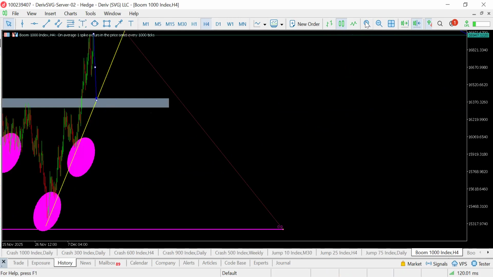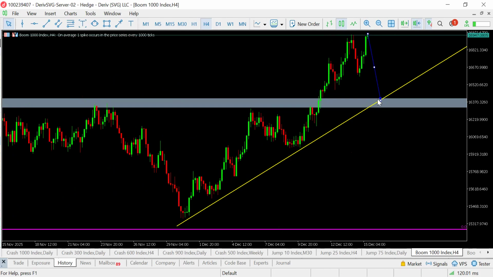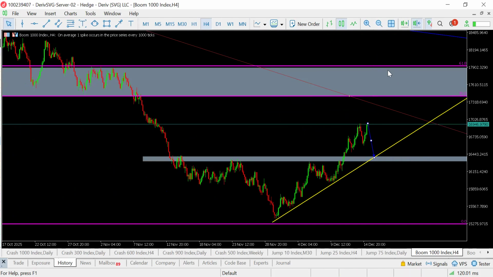If I go back to H4, it's the same thing. It will be better to wait for your opportunity here so that you can have a good or better risk to reward in this area.